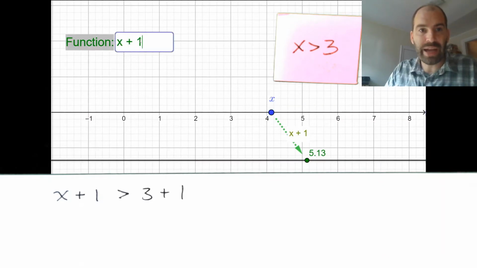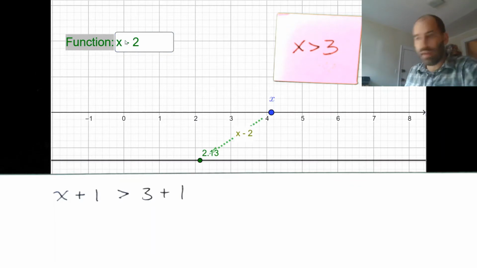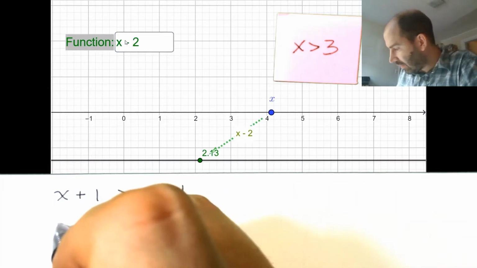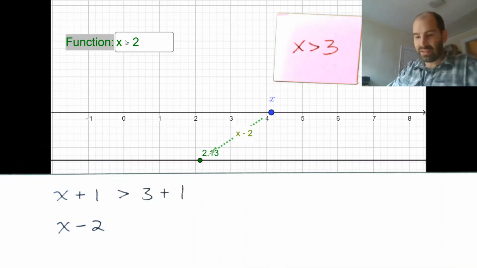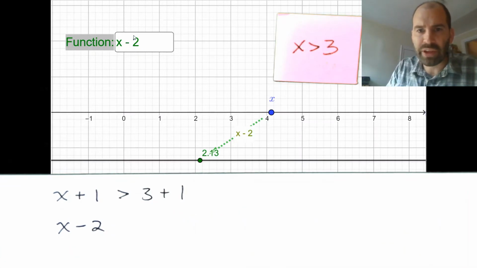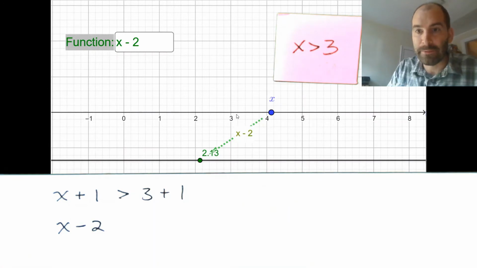What if I subtracted something? Let's do minus 2. Put a different number here. What would happen? So now I'm looking at the inequality for x minus 2. What inequality does that satisfy? Well, think about it. What's going to happen when I trace out this inequality for x is greater than 3? We're still looking at this. What's going to happen to x minus 2?